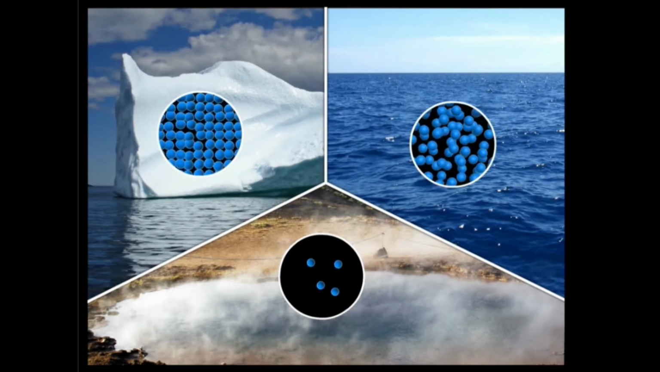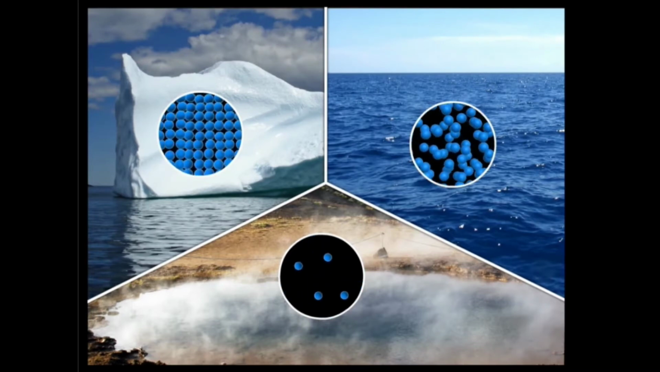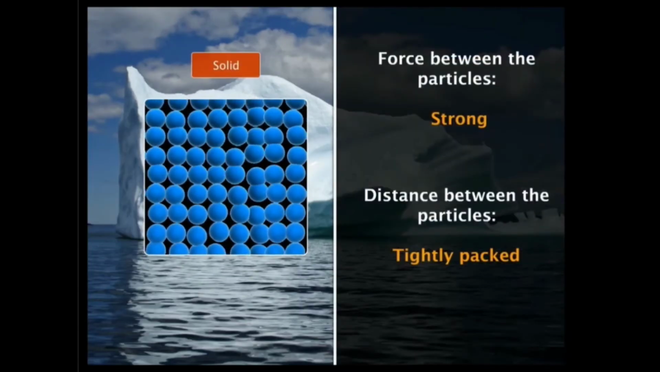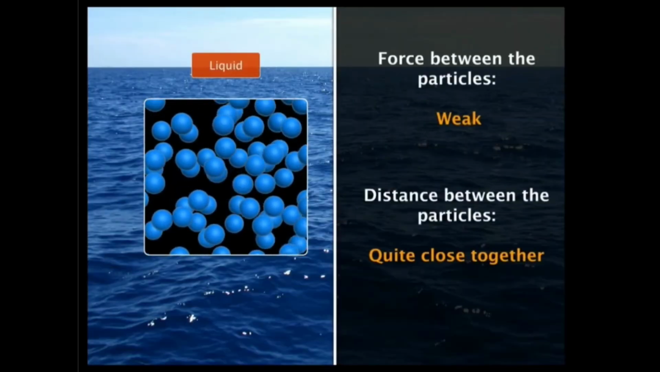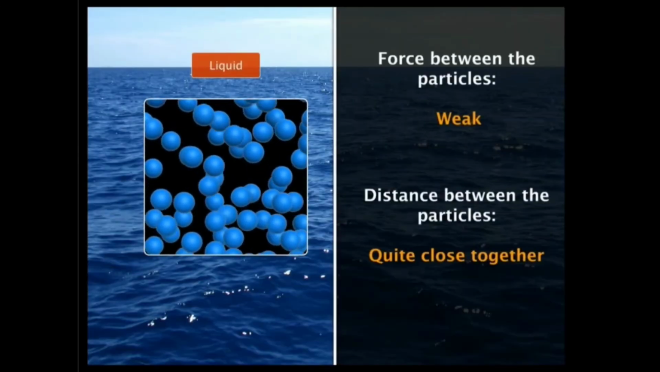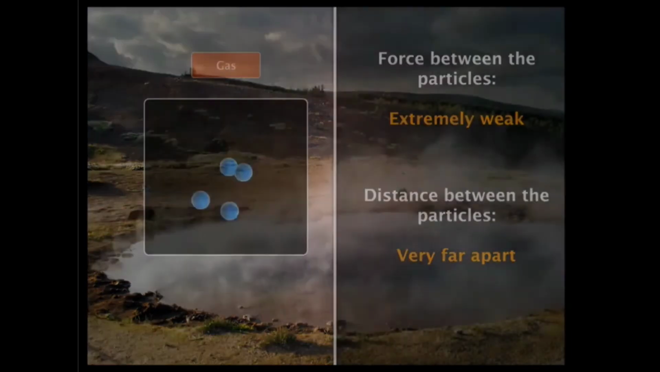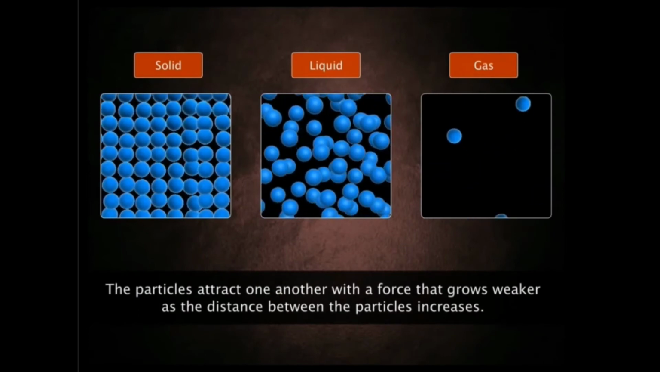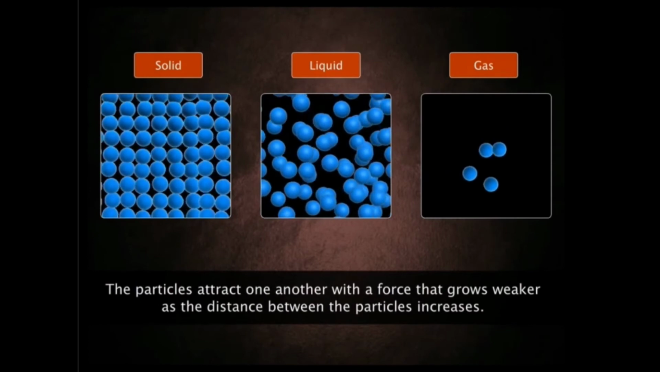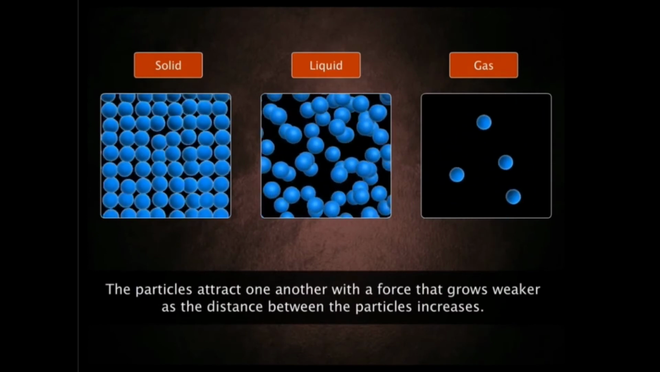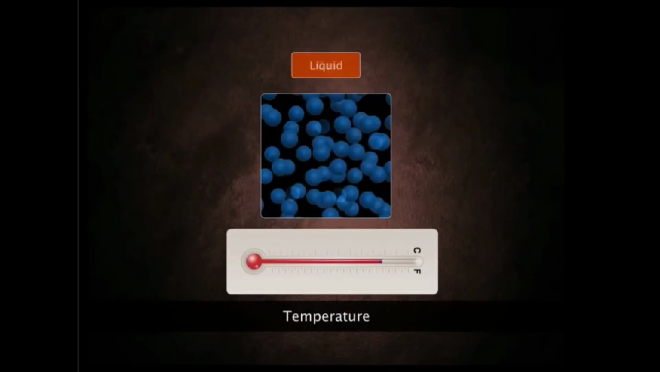The kinetic theory is a good way to relate the micro world with the macro world. This theory assumes that all matter is composed of very small particles which are in constant motion. The particles attract each other with a force that grows weaker as the distance between the particles increases. Heating a substance increases the rate of motion of its particles.